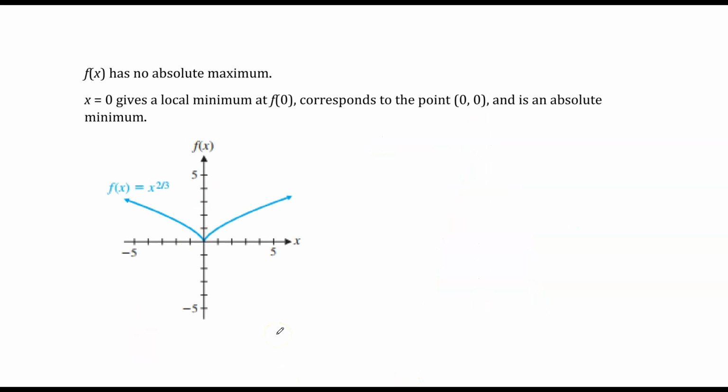Now, this is an example of a function that contains an absolute minimum, but it does not have an absolute maximum. At x equals 0, we have a local minimum, and at the same time, an absolute minimum. And since the function extends to positive infinity, we don't know where the function goes, so that's why we do not have an absolute maximum nor a local maximum.